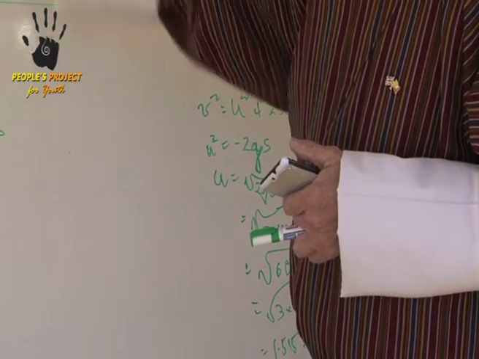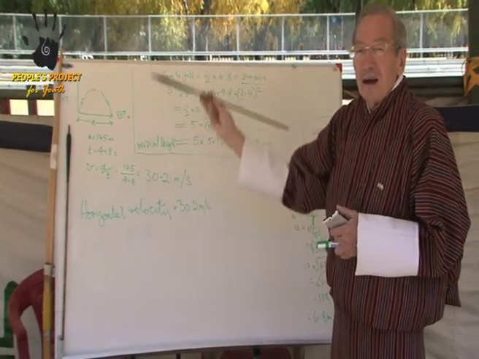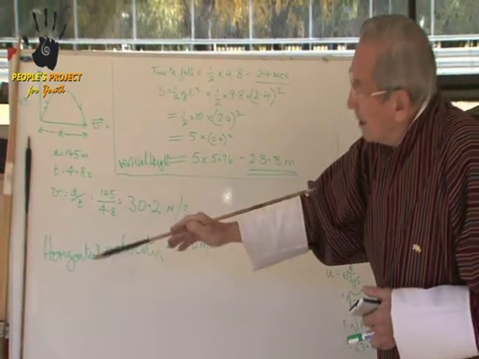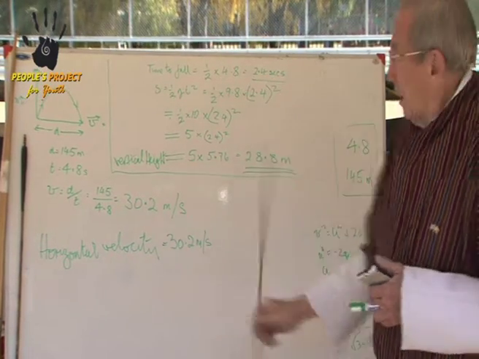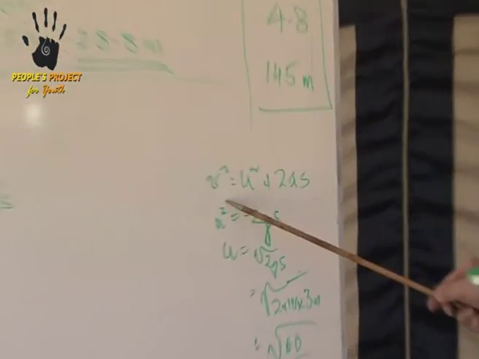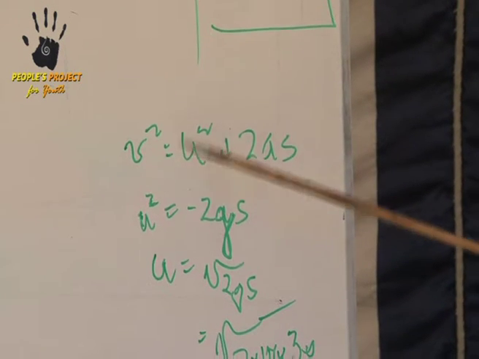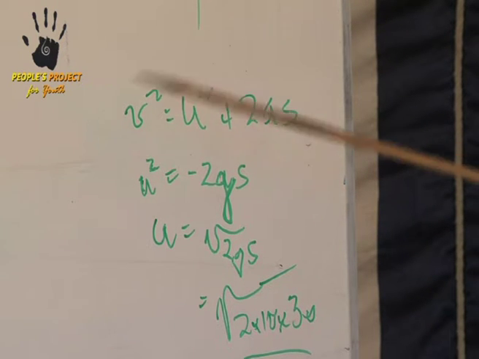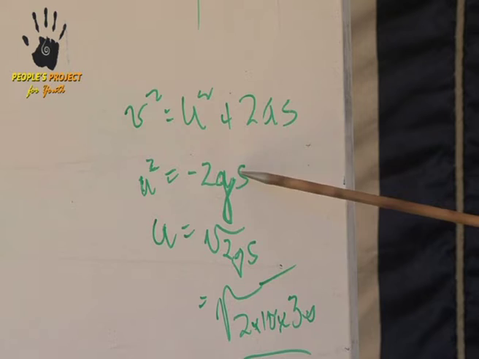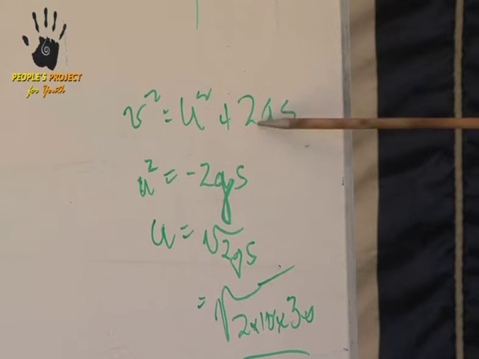Well, the final velocity is 0, because the arrow goes up, stops, and then it comes down again. I'll repeat that. The arrow goes up, stops, and then comes down again. And so our final velocity v is 0. V squared is 0, so we have 0 equals that. We rearrange the equation, put this on the other side, and we get u squared equals minus 2gs. The minus just indicates that gravity is acting downwards.